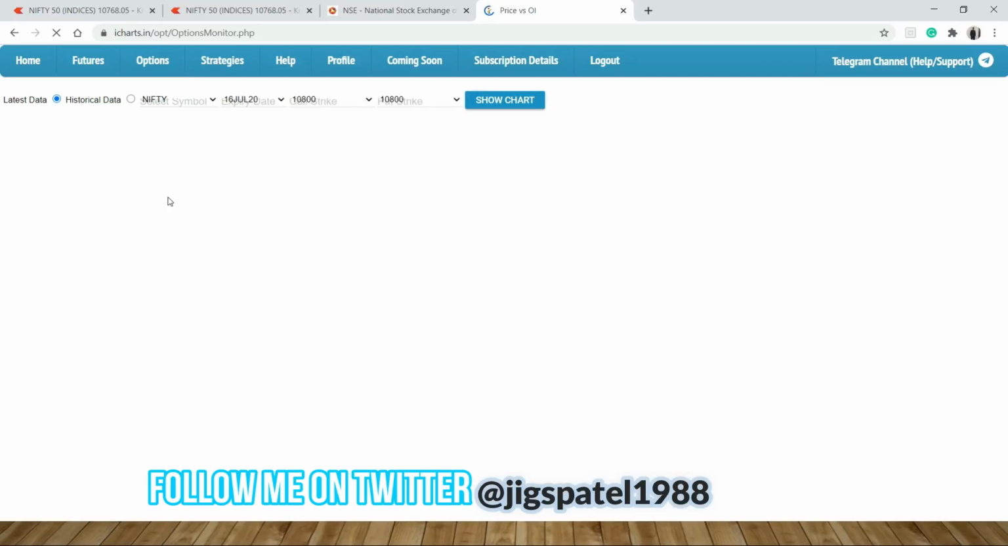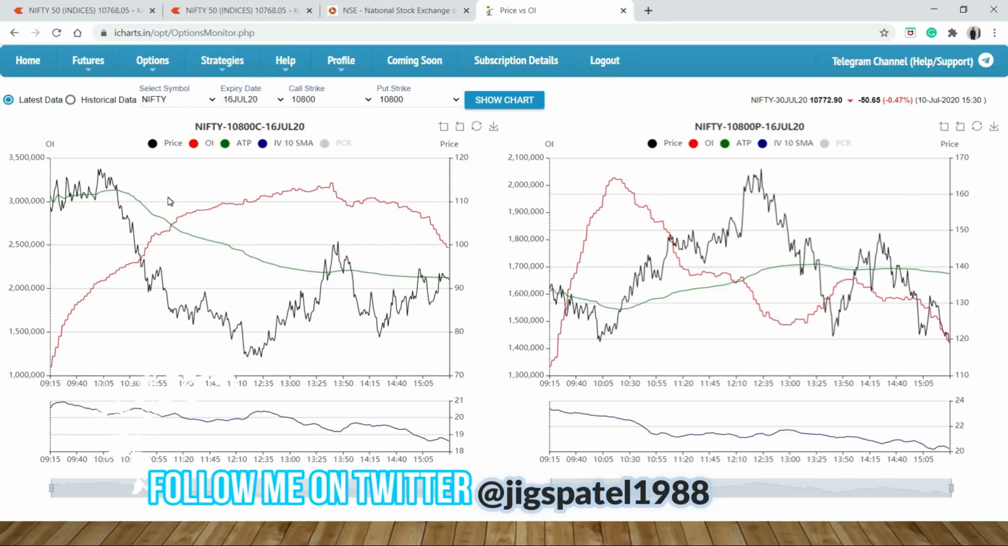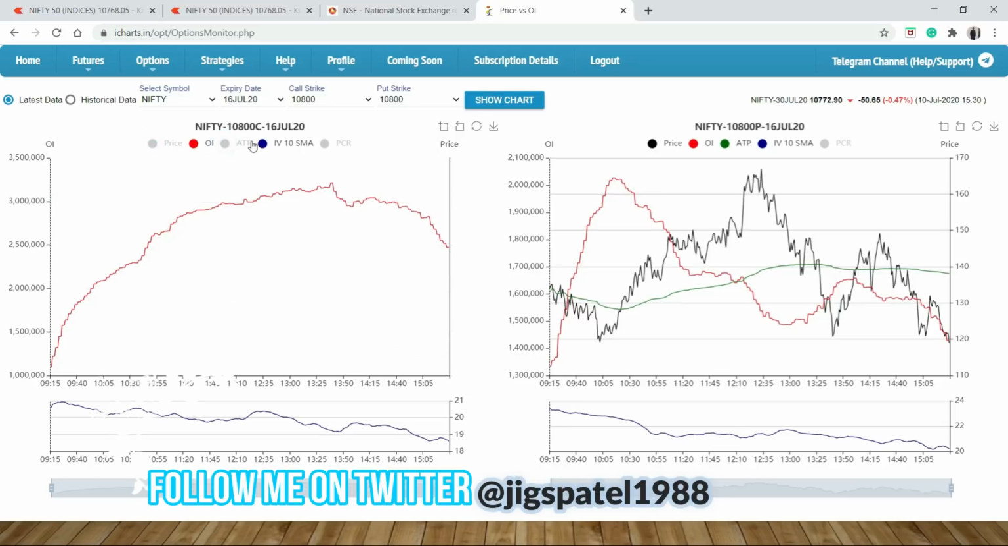In price versus OI, I keep a record of two strike prices. Suppose we talk about yesterday's example, where the market opened around 10,765. I'm keeping a record of the 10,800 call as well as the 10,800 put. For that call and put I need only the OI, so I will hide the price, ATP and IV.